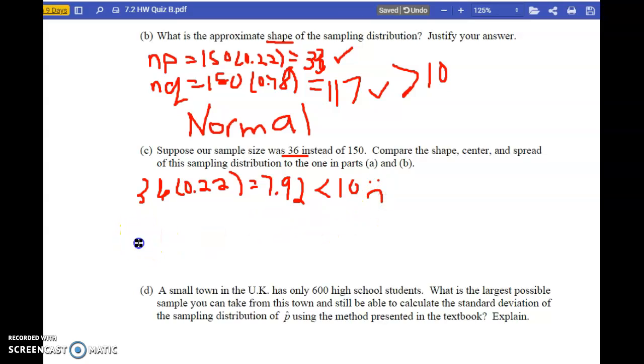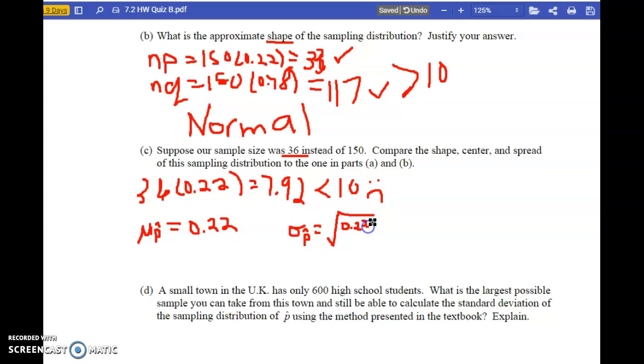The center, though, will still be the same as the population proportion, so that didn't change. So the mean's still the same. And then the standard deviation here, if I put a 36 in the bottom of a fraction instead of the 150, you kind of intuitively know it's going to be a bigger standard deviation.